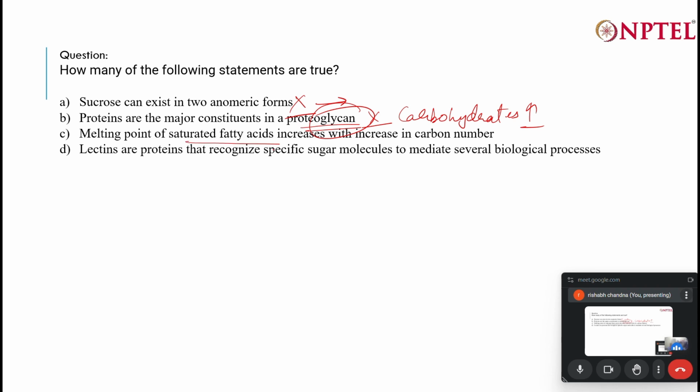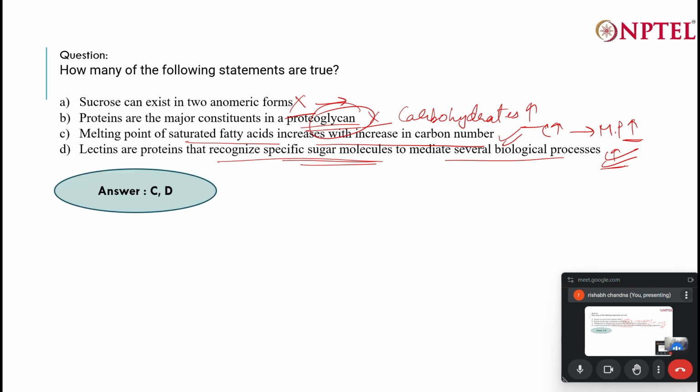Melting point of saturated fatty acids increases with increase in carbon number. So yes, this is correct because if the carbon number increases, the melting point of the saturated fatty acid increases. Lectins are proteins that recognize specific sugar molecules to mediate several biological processes. Yes, this is also correct because they recognize specific sugar molecules to mediate the biological processes. So the correct answer is C and D. These two statements are true.